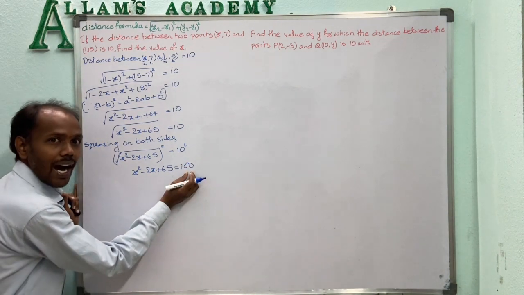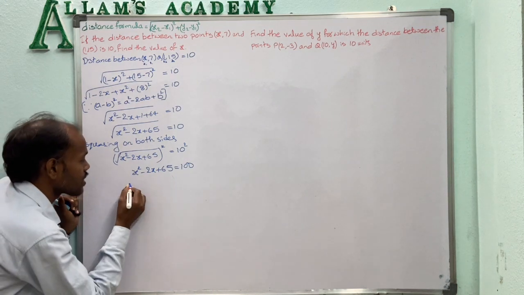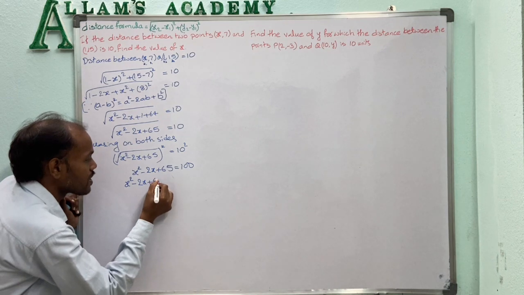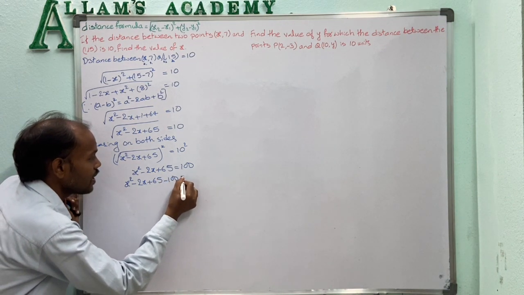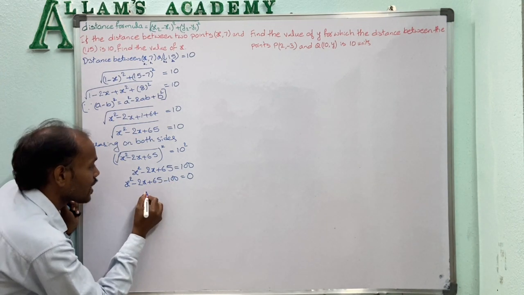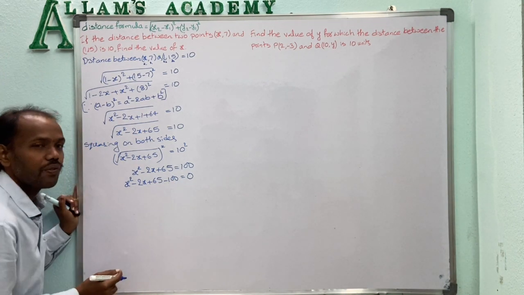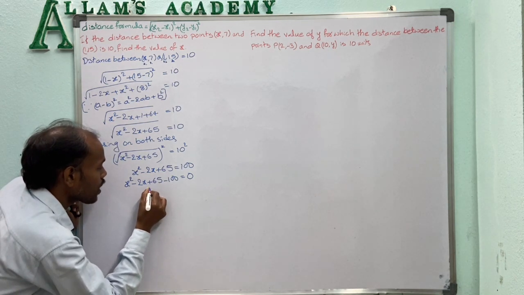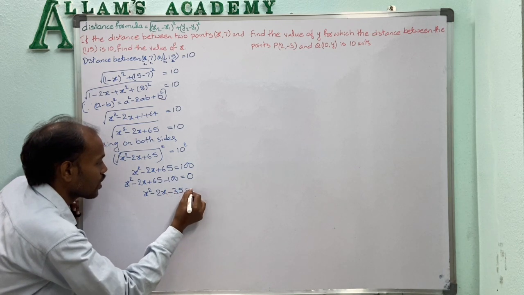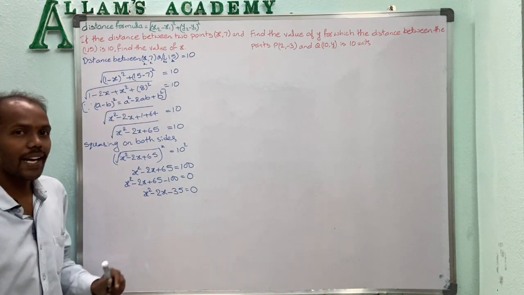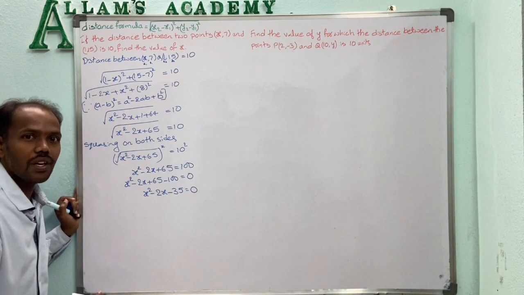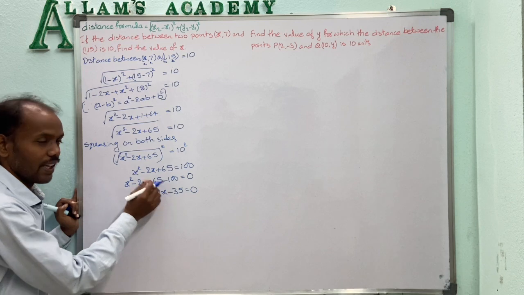Now here this RHS 100 transfers to the LHS, and we get minus 100. So x squared minus 2x plus 65 minus 100 is equal to 0. So minus 100 plus 65 is equal to minus 35. So x squared minus 2x minus 35 is equal to 0. Now here we get a quadratic equation. Now we solve this quadratic equation to get the x values.